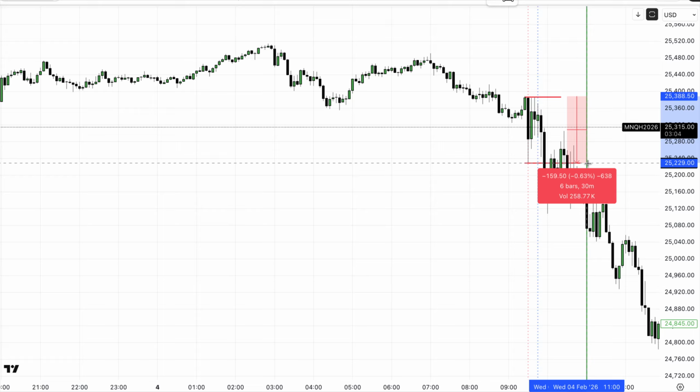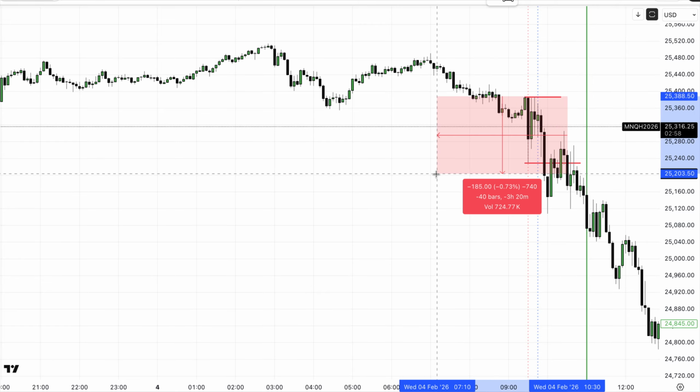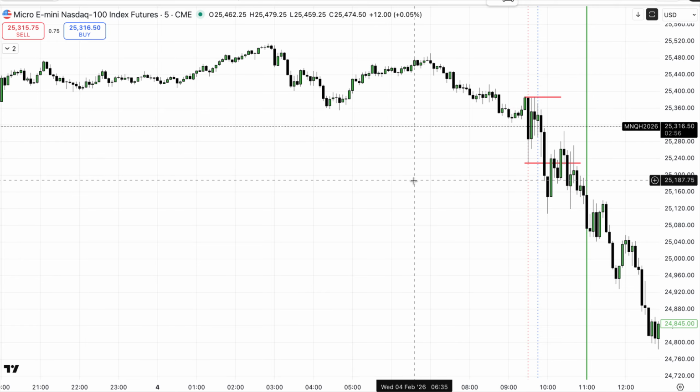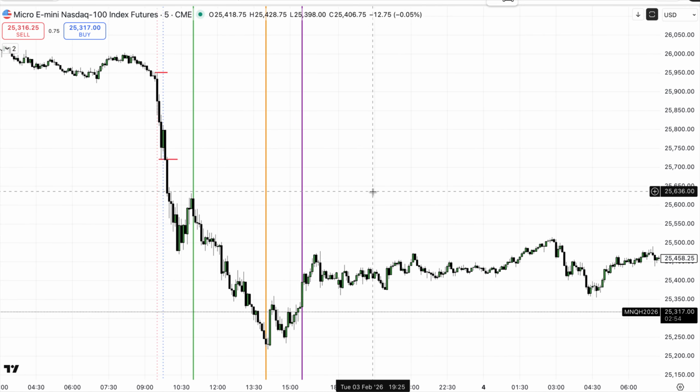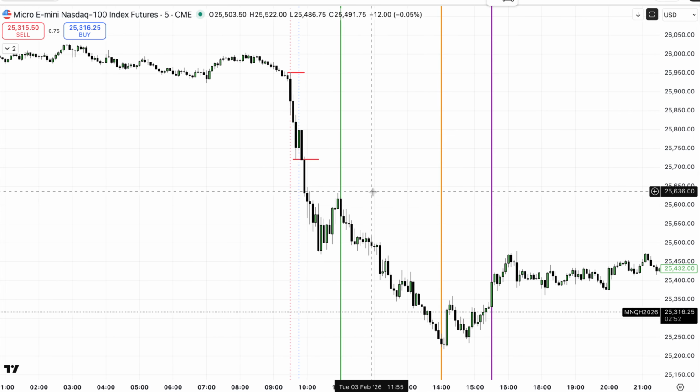160, that's about $320 in stop loss for just one micro contract. Okay, 1 point is the equivalent of $2.